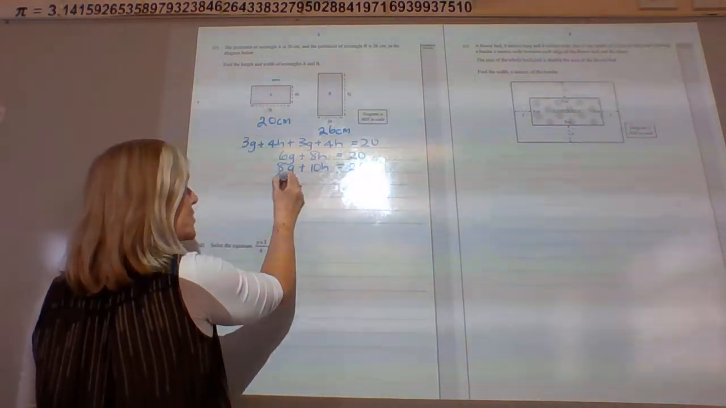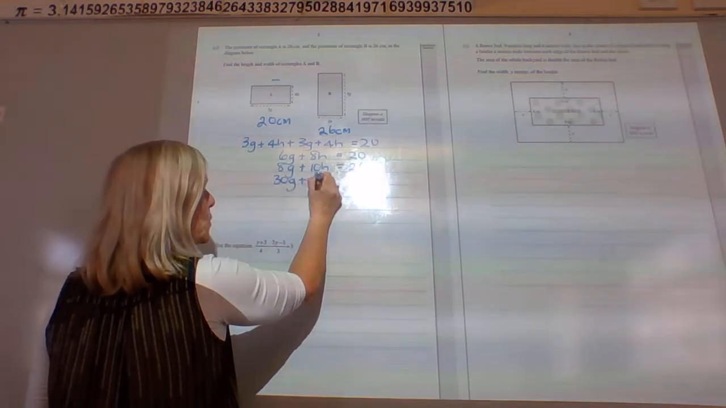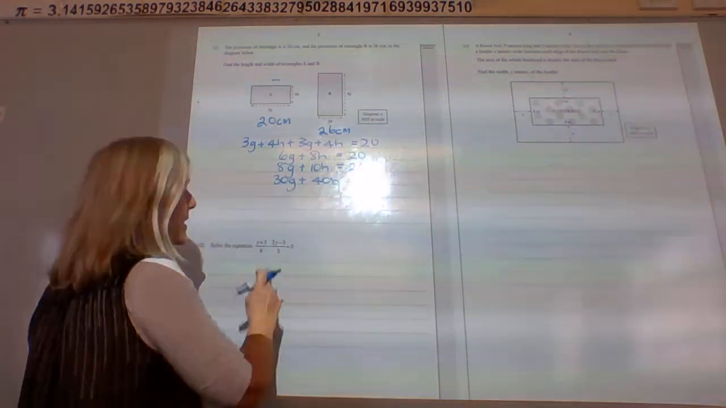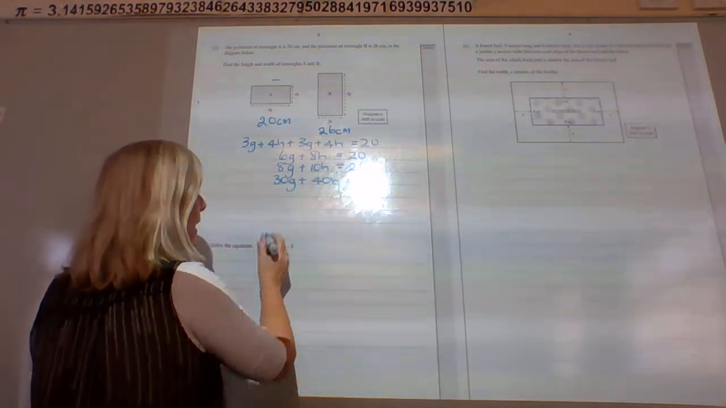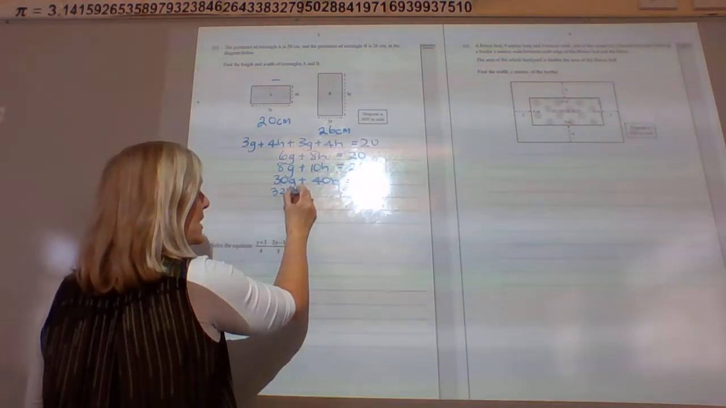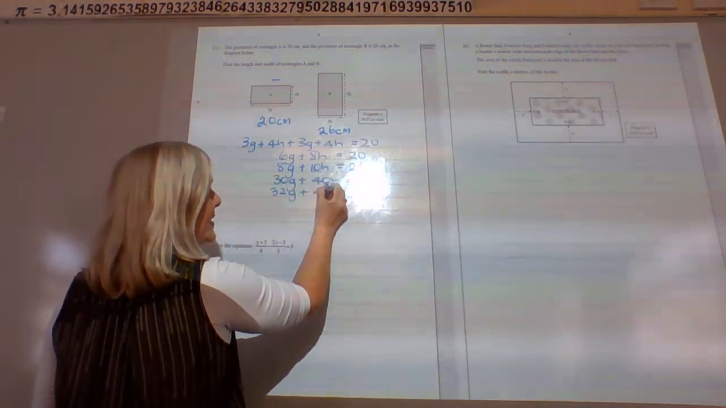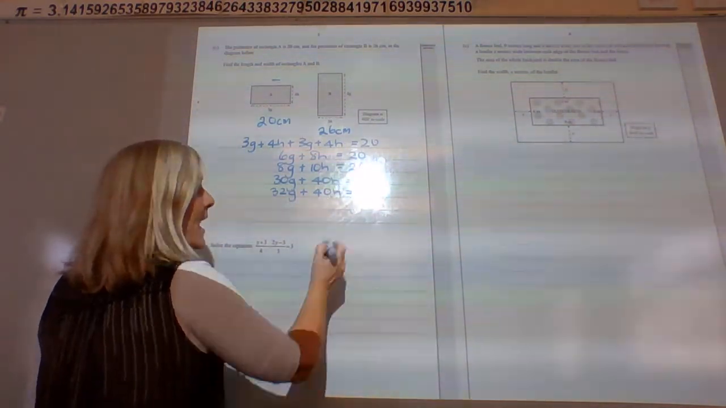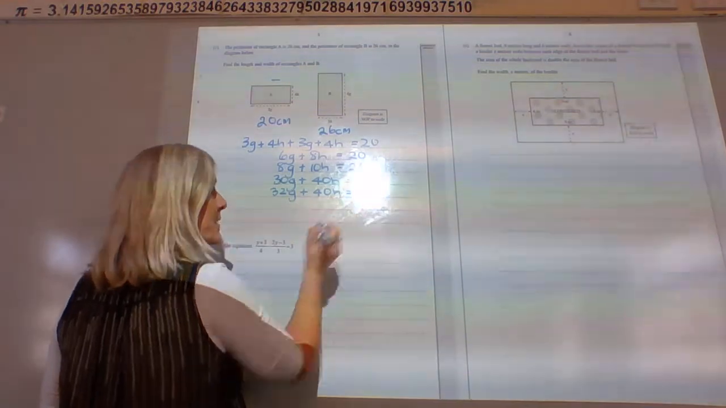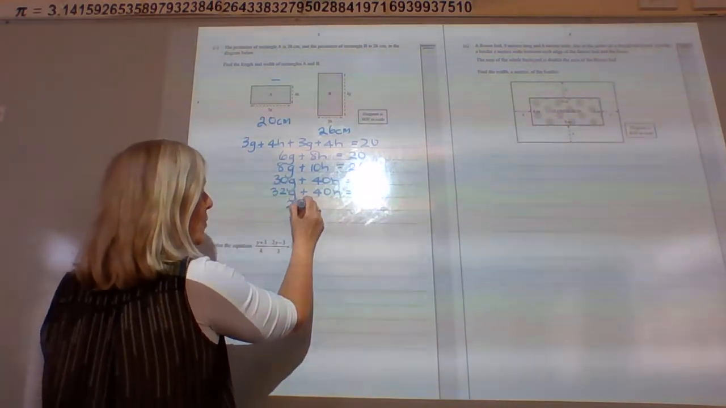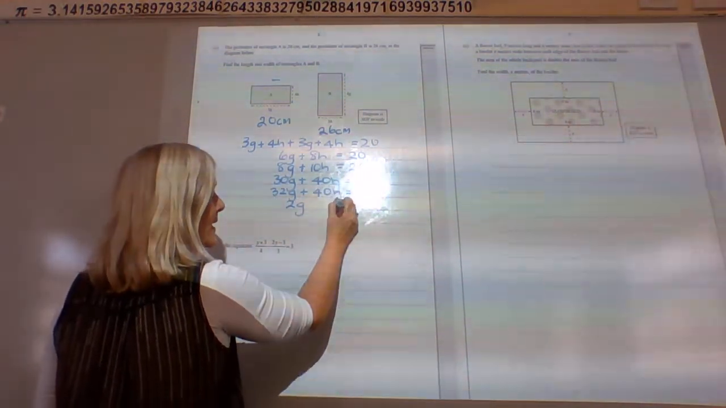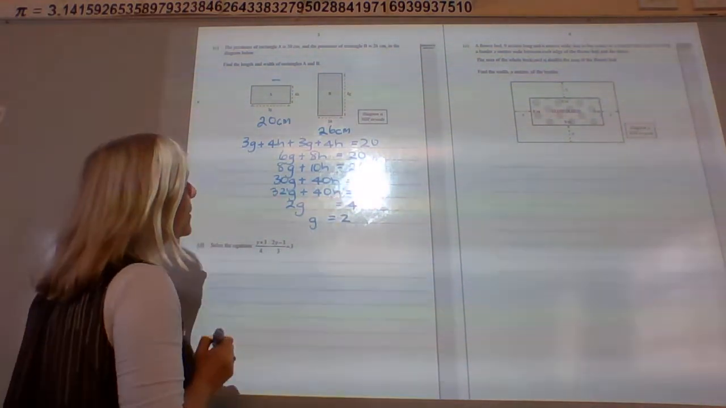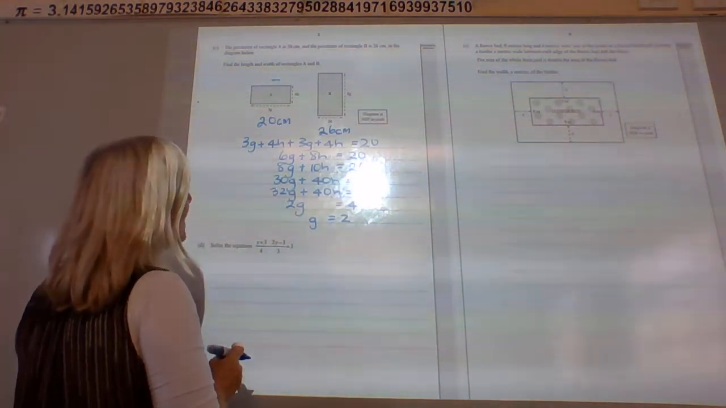So I've got 30G plus 40H equals 100. And the bottom line, I'm going to times by 4. So I've got 32G plus 40H equals times by 4, 104. So now if I subtract, I've got 2G, they go away, equals 4, so G equals 2. So from that, I can work out the other one.